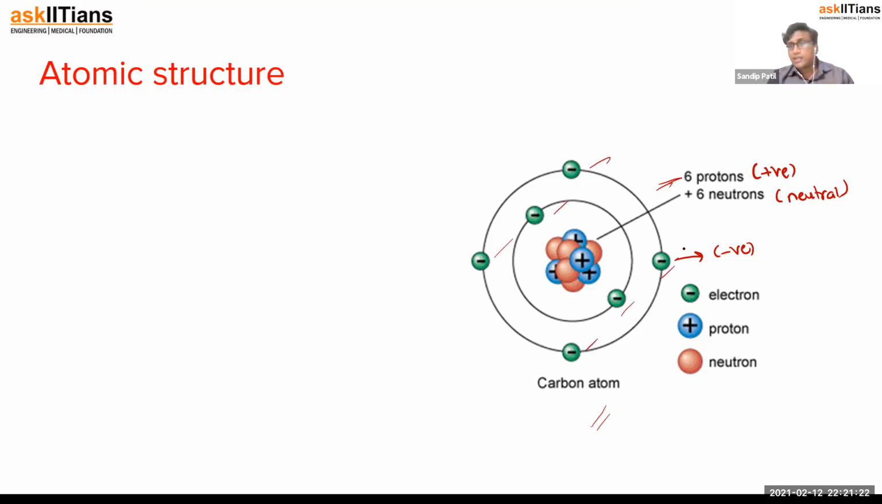And we also know the charge. What is the charge on a proton or electron? The charge is 1.6 into 10 raised to minus 19, let's say positive for the proton, and for the electron it is 1.6 into 10 raised to minus 19 negative. So the same magnitude of charge is there. So if 6 protons are there, 6 electrons are there, and neutrons anyway don't have any charge, I can say the atom as a whole is neutral. Okay.